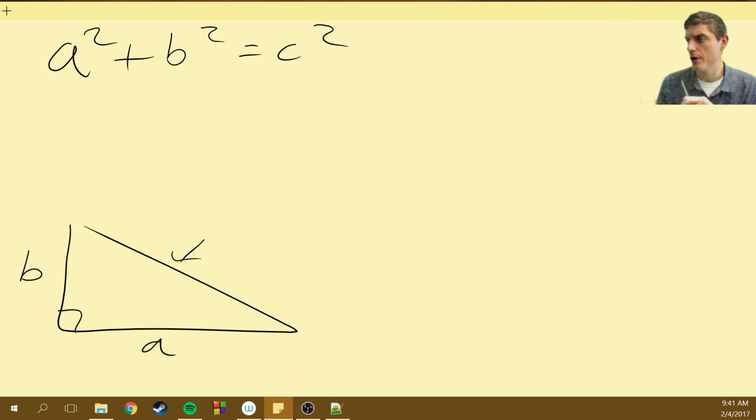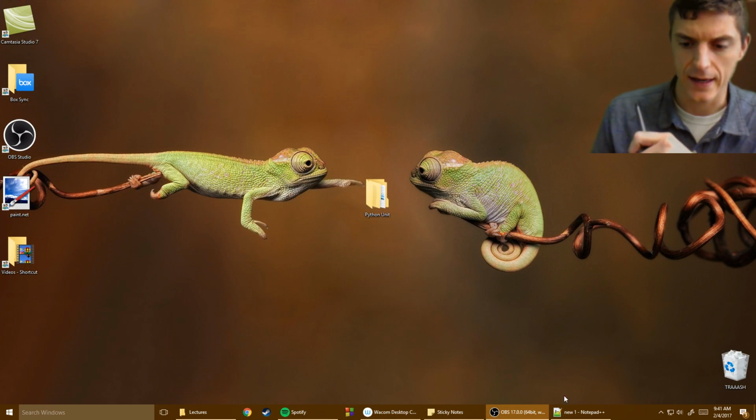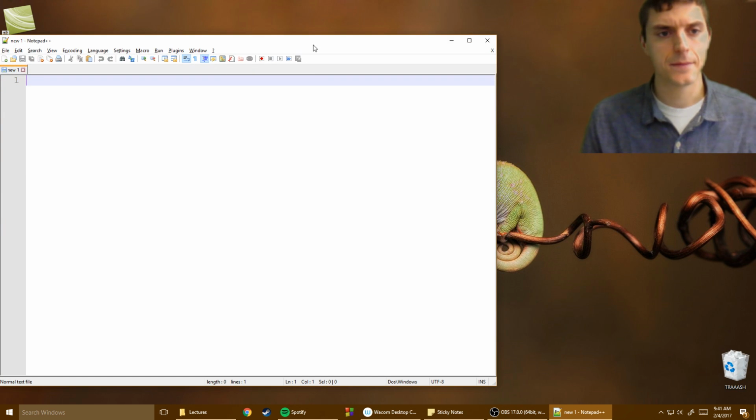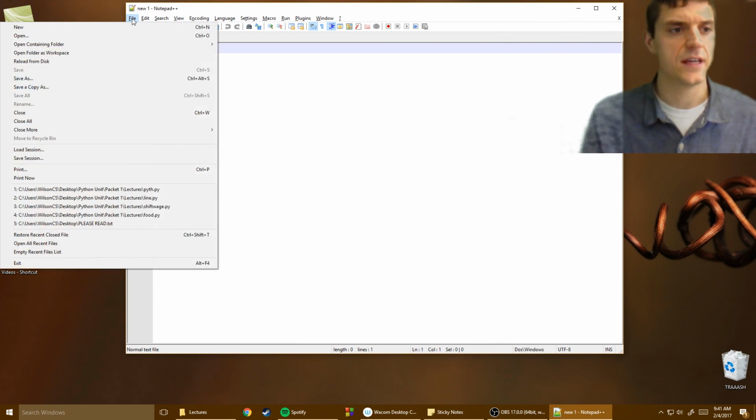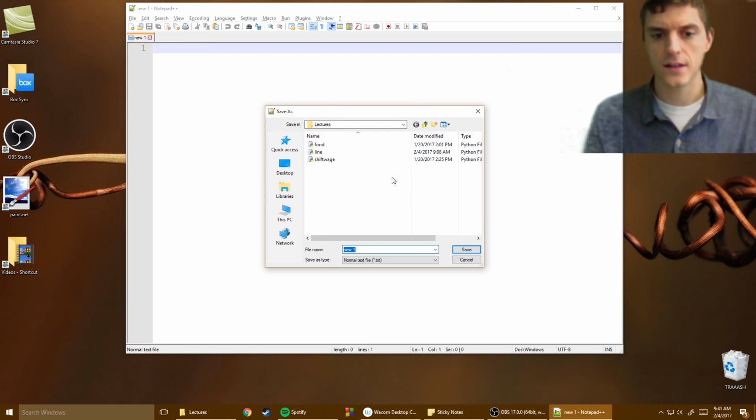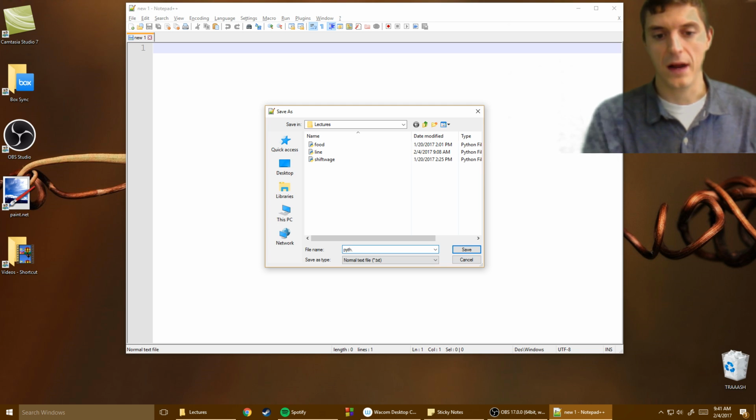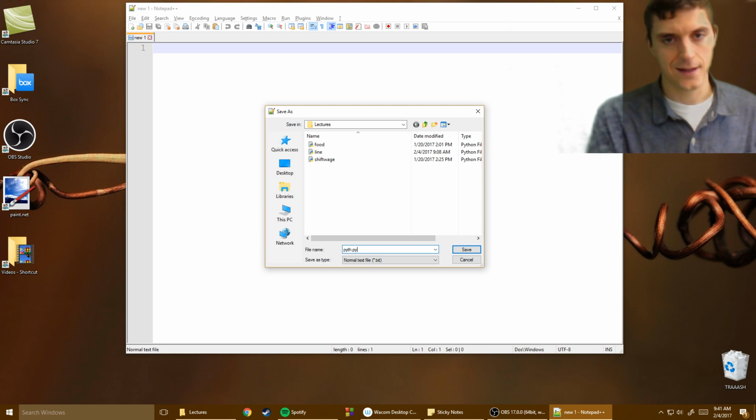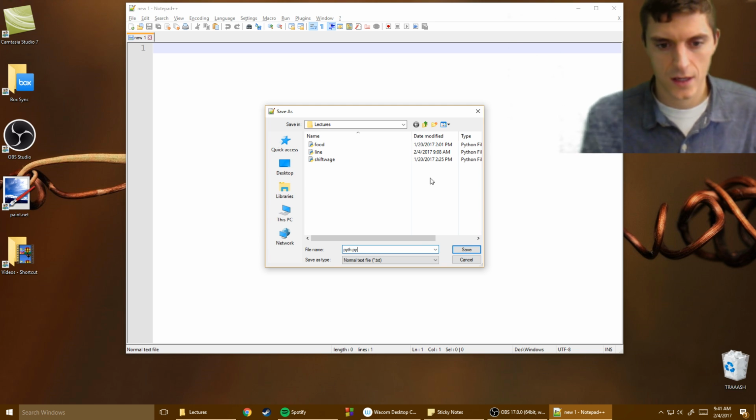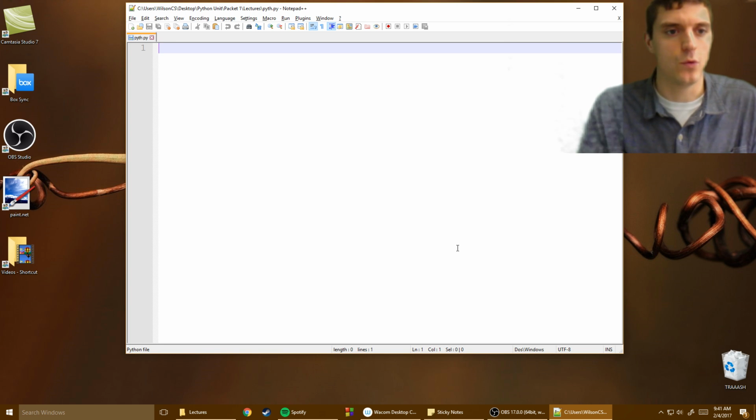So first, let's open up a program, a Notepad. So we got Notepad right here, and remember, we still got to practice saving this correctly. So inside the lecture folder, I'm going to just do this Pyth for Pythagorean theorem, because truthfully I don't know how to spell it. And then remember .py, otherwise it won't run. Sucks to do all that work and not have it work.